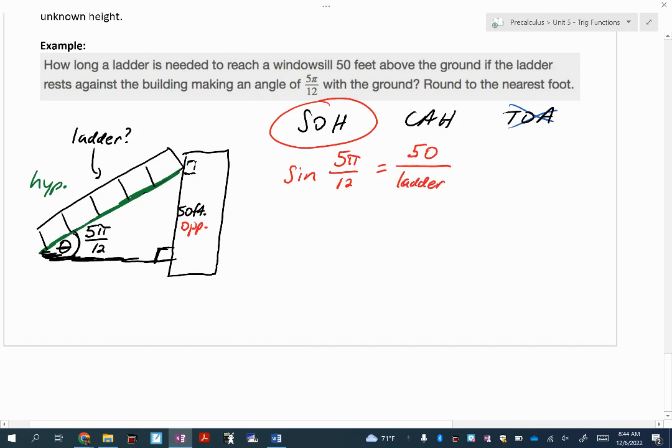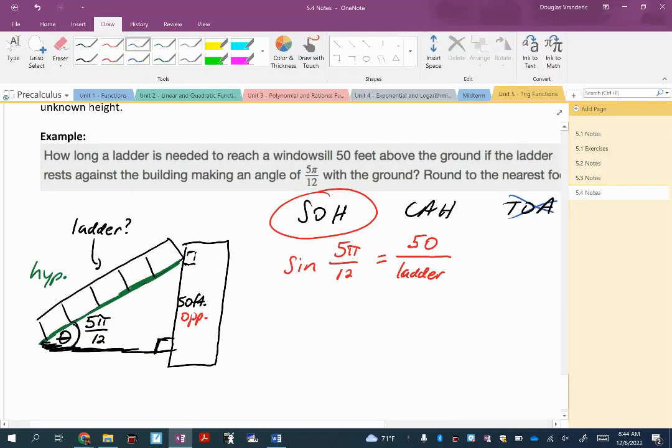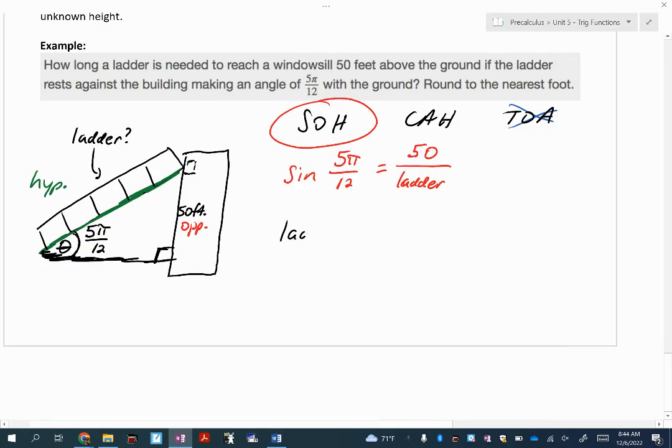Now, I need to solve for that ladder. So I am going to move the ladder to the other side so that it's out of the denominator. But you'll notice I need to take this sine of 5 pi over 12 and move that to the other side of the equation. So when I move that over, it moves to the denominator. So you have 50 over sine of 5 pi over 12. When I type this into my calculator, it will give me the length of ladder that I need. It says round to the nearest foot, so I put approximately.